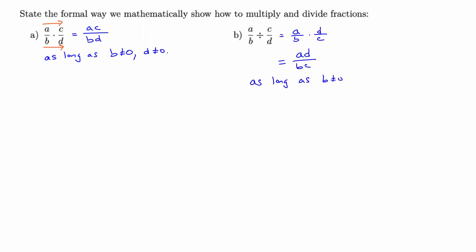In the beginning, b and d were the two denominators, so neither of those could be 0. But after we multiplied by the reciprocal, c became a denominator, so in addition we need to specify that c could not have been 0 either.